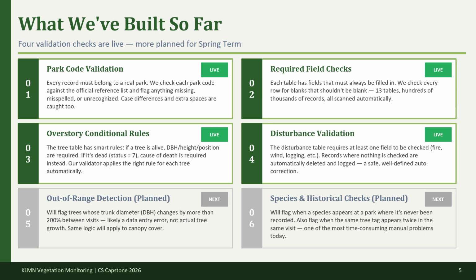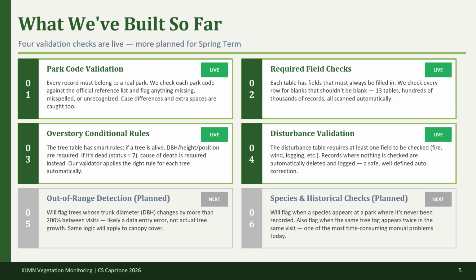The second is required field checks. Allison gave us a table for which fields have to be filled in for each table. Things like the tree's ID tag, the event date, the species code. We check every row in every table against those rules automatically.